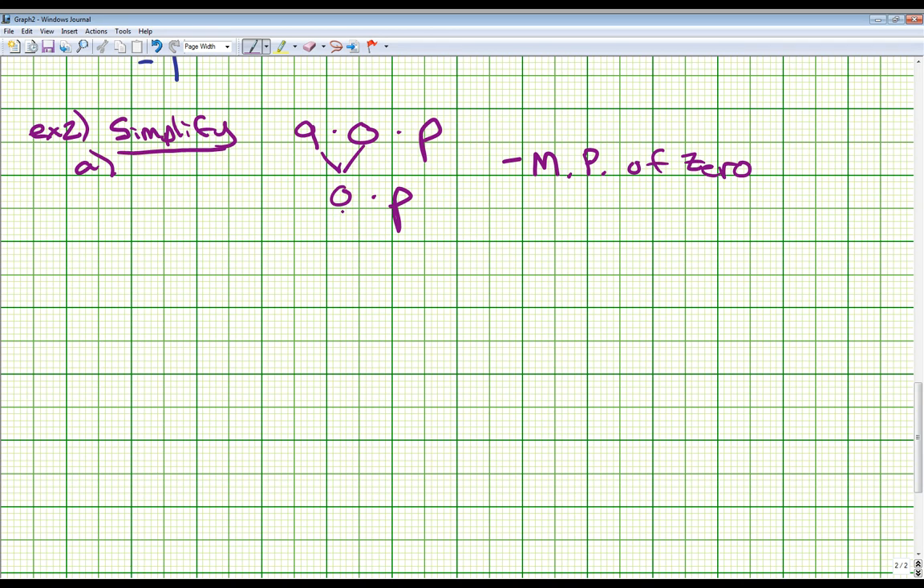Now I have 0 and p. Well, anything times 0 is 0, so I know that this is going to equal 0 no matter what this p equals. So again, I'm using the multiplication property of 0, and I can simplify this expression all the way down to a final answer here. I know that whatever p is, this expression is going to equal 0.